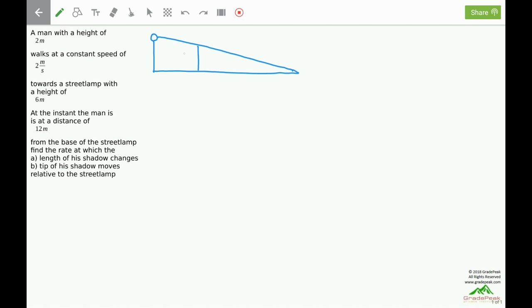The man has a constant height of 2 meters. We can label that on the picture. The street lamp has a constant height of 6 meters. We can label that on the picture. The man's distance to the street lamp is changing here, so we need to label that as a variable x, and therefore the length of the man's shadow will also be changing. Let's label that as y.